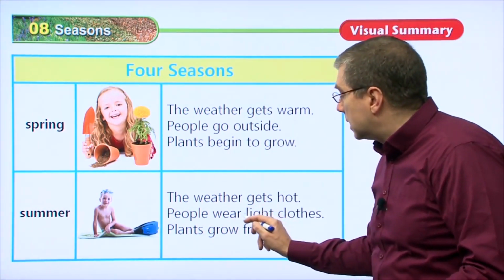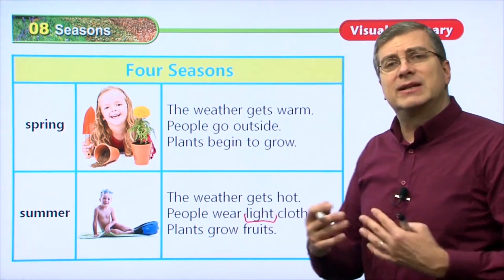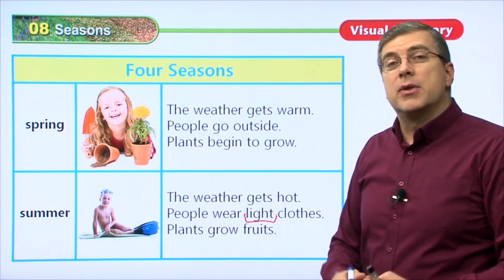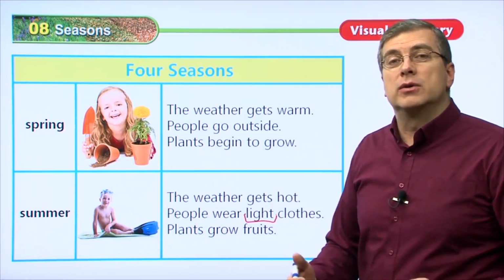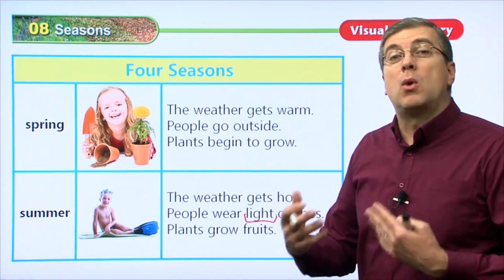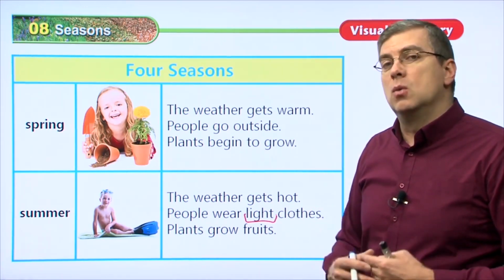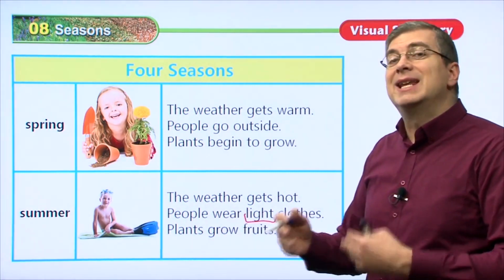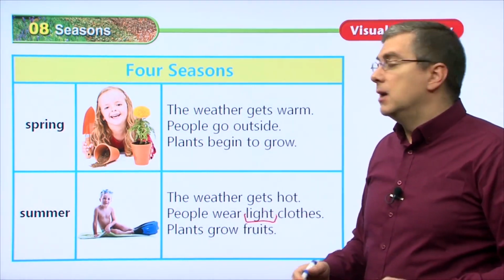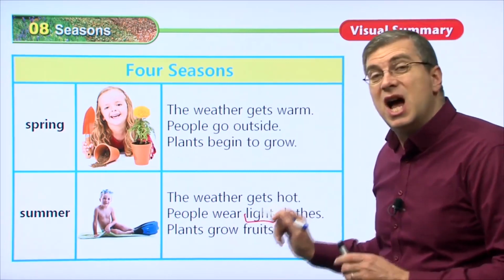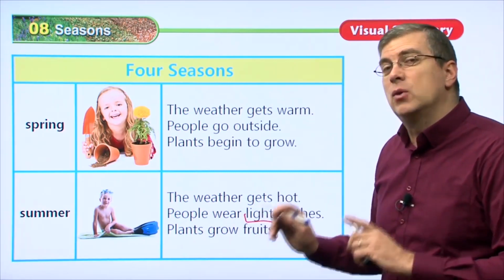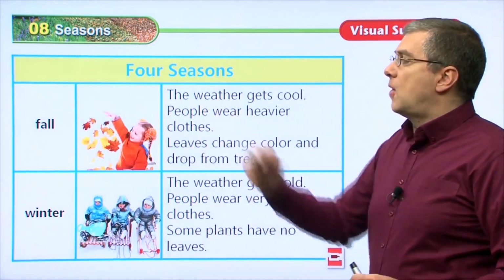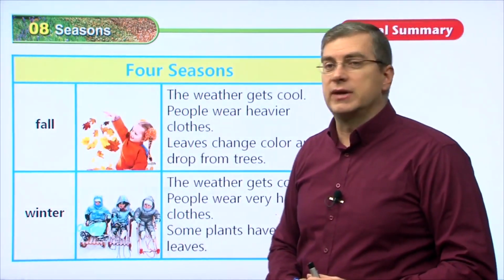So people will wear light clothes, like t-shirts, shorts, sandals, things that are for warm or hot weather. They don't make you warm. Plants grow fruits. So plants are beginning to grow fruits, okay? We can see that they're growing, but they're not ripe yet, right? We have to wait until they're ripe. Let's move on. In the fall, that's our next season after summer.